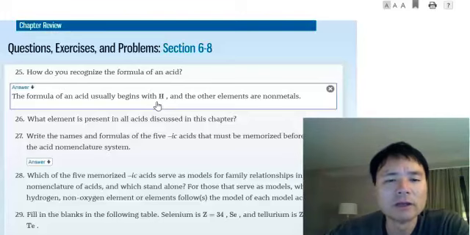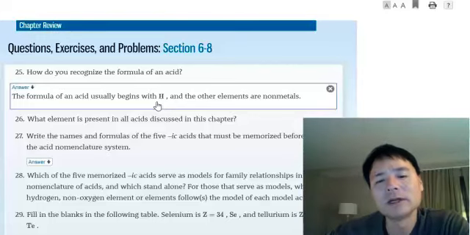Okay, 27. Write the names and formulas of the 5 ic acids. That must be memorized before learning the acid nomenclature system.